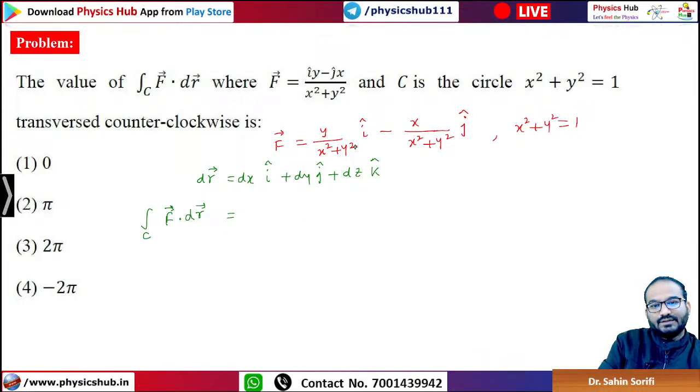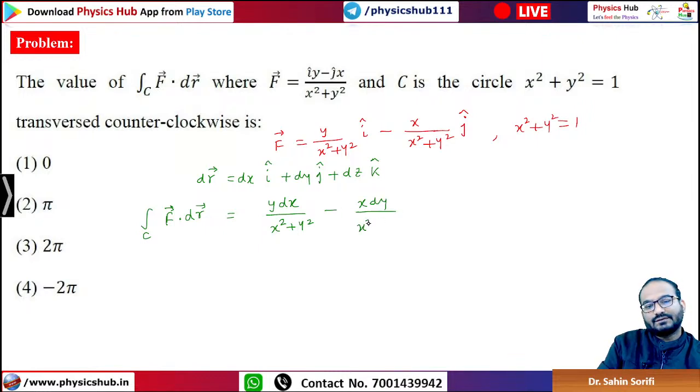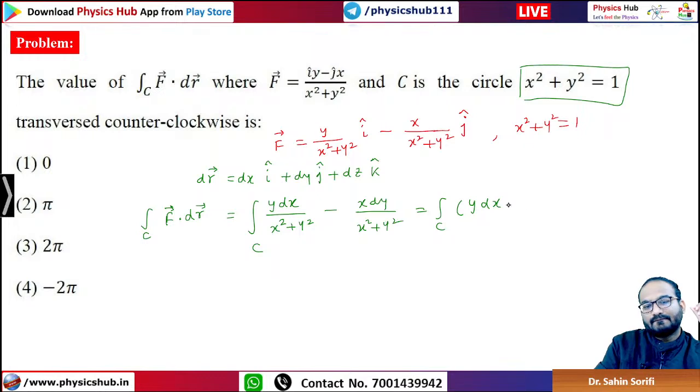It is nothing but, you see, i cap and i cap, y dx is coming, y dx divided by x square plus y square, and here minus x dy divided by x square plus y square. This is coming, and x square plus y square is given to be 1. So it is nothing but y dx minus x dy. This one ultimately you have to find out. Why you could write? Because x square plus y square equals to 1.